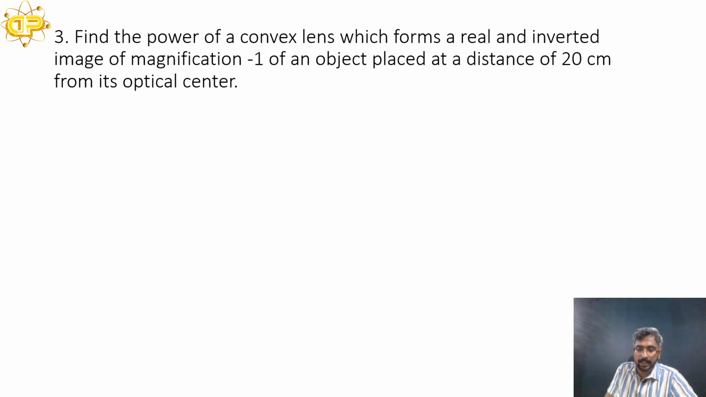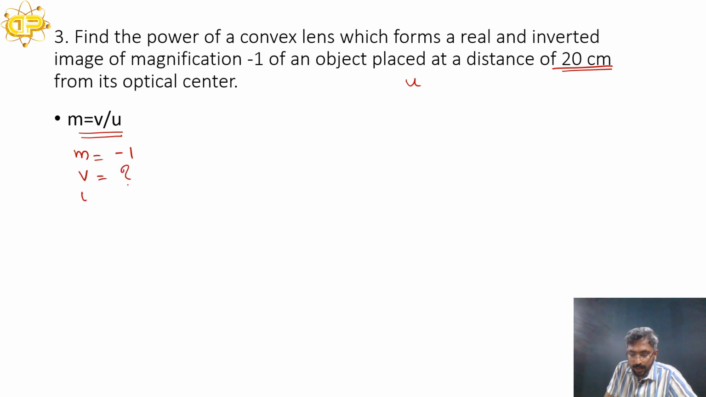So magnification is given there, right? And the object distance of 20 centimeter is given. The object distance u is also given there. Okay, so what is the basic equation that you can use? So m is equal to v by u. From there you can find the v value. So m is given, that is equal to -1. v is not given, you need to find it out. u is given, that is 20 centimeter. And u has a minus sign. Why?